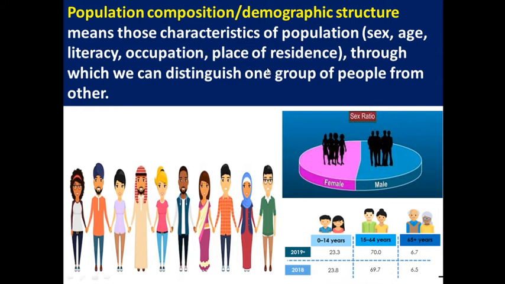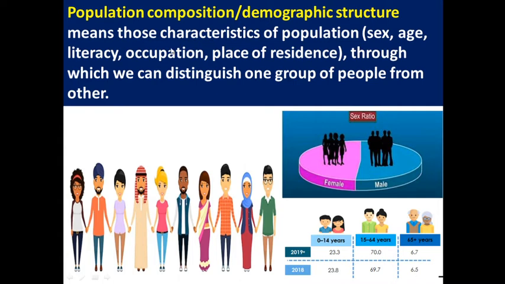And in the 1.2 billion population of India, it consists of people living both in rural and in urban areas. That is based on place of residence. We can divide the population into two. So these are the ingredients or the characteristics of population, such as sex, age, literacy, occupation, and place of residence.